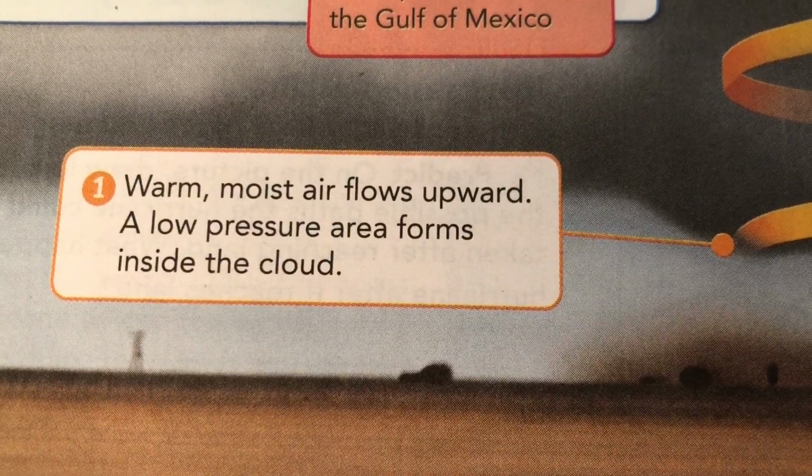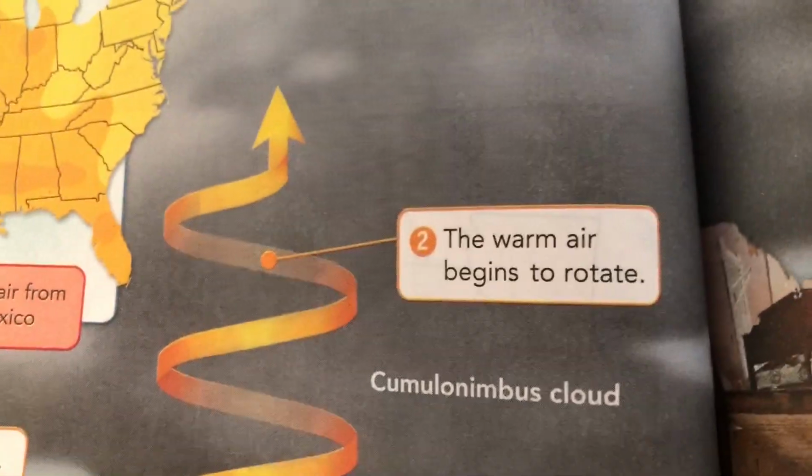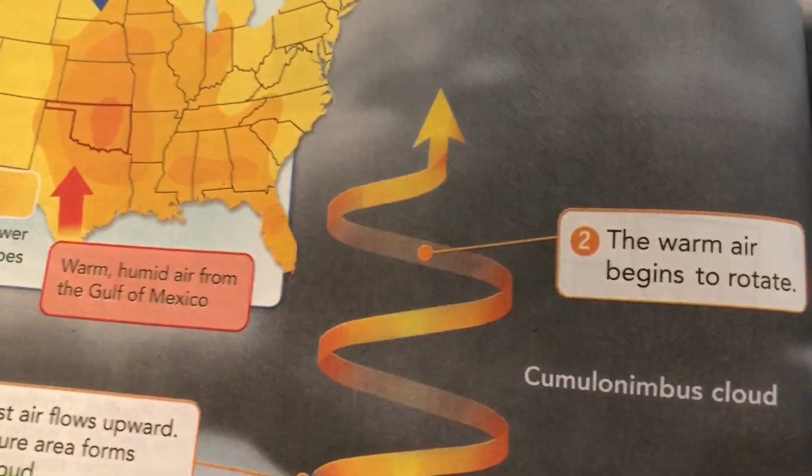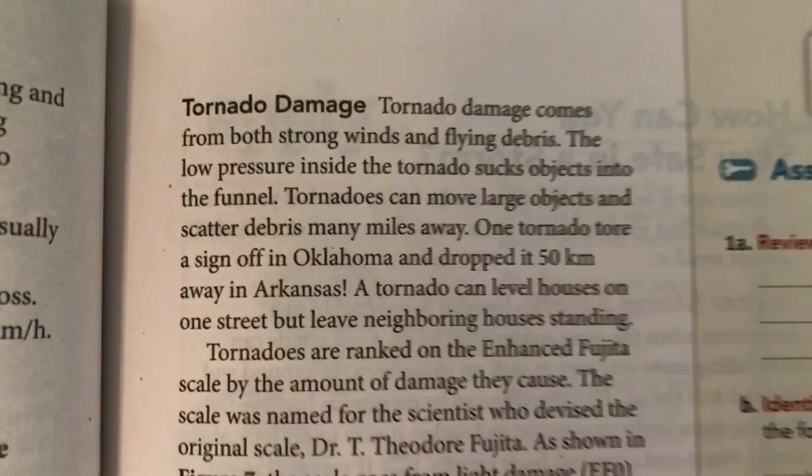Warm, moist air flows upward. A low-pressure area forms inside the cloud. The warm air begins to rotate, which is where the tornado begins to spin and touch the ground.